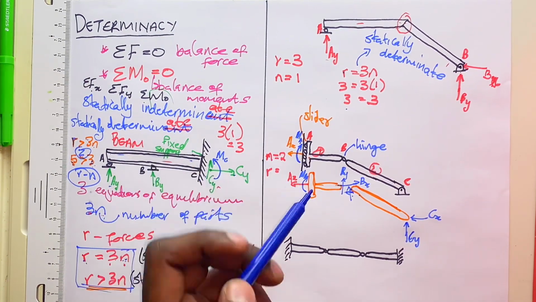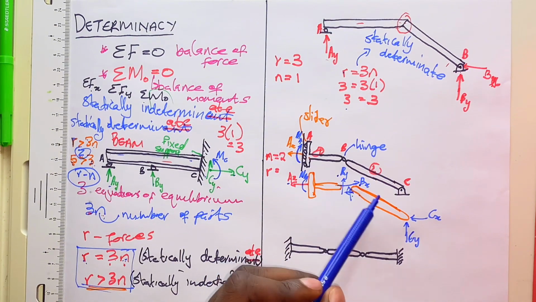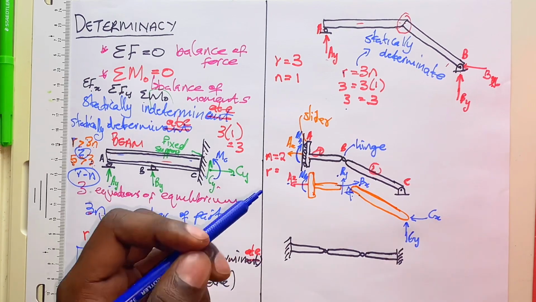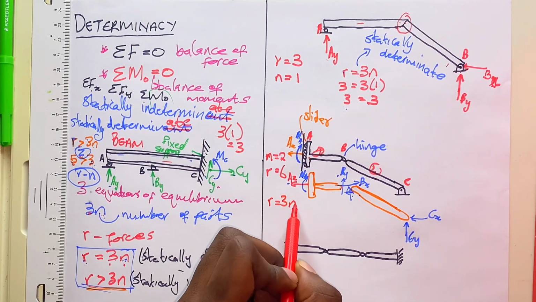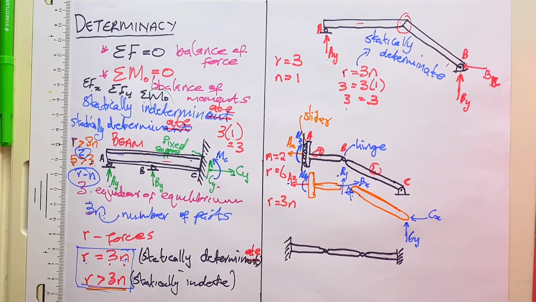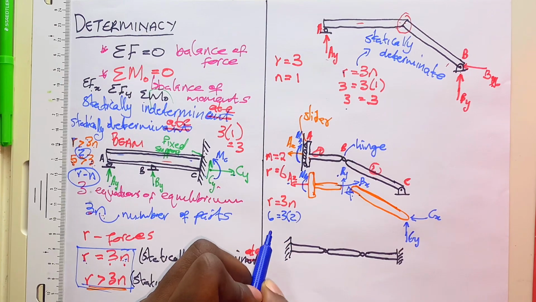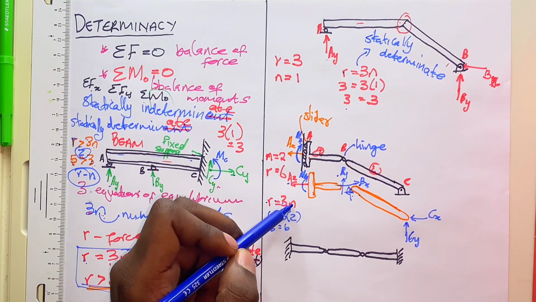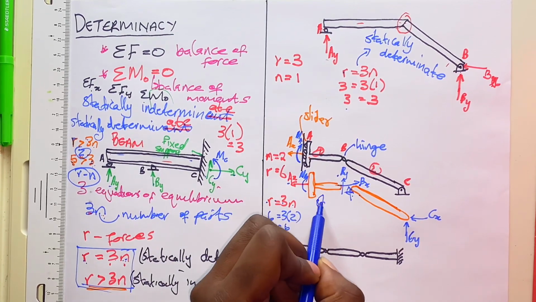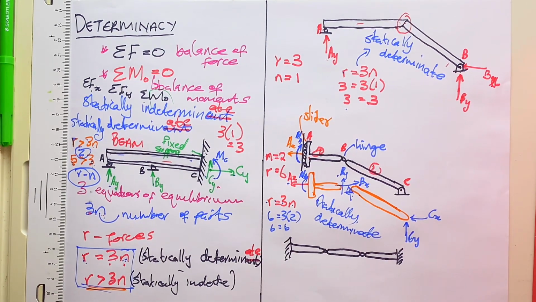Now let's count the number of unknown forces. We have 1 moment, 2 AX, 3 BY, 4 BX, 5 CX, and 6 CY. So our number of unknown forces is 6. Now we go back to our equation of r equal to 3n, and we compare. Now the number of unknown forces is 6, and number of parts is 2. So 6 equal to 6. That means the number of forces is equal to the number of equations. 3 times the number of parts is the number of equations. Therefore, this structure is statically determinate.